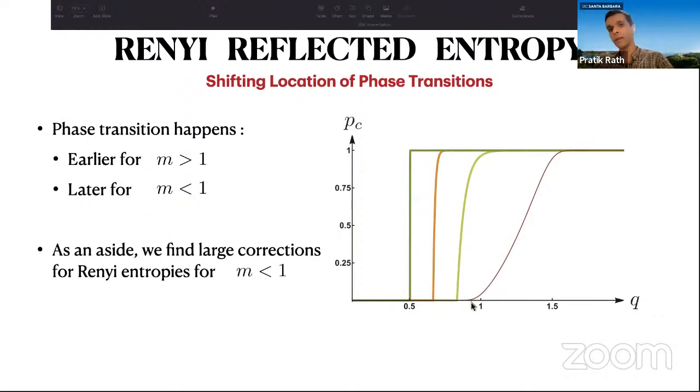But as an aside, in order to do this calculation, we had to compute the Renyi entropies in this model. And there's an interesting feature that for m greater than 1, one finds a nice cosh-like formula. This was something that was proposed by Zhidong about 5 years back. However, for m less than 1, there's no analog of this cosh-like formula. And you find large corrections over a large region of parameter space. This is something that I think should be explored more in future.